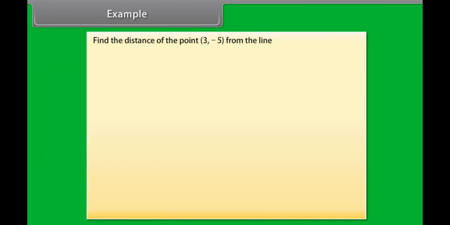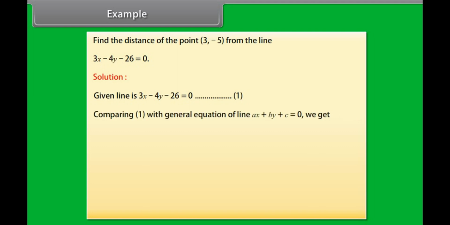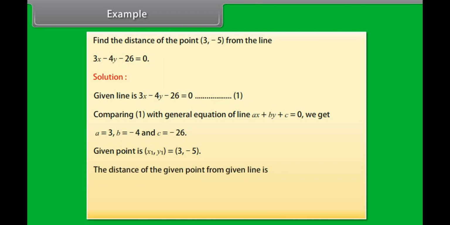Example. Find the distance of the point 3, minus 5 from the line 3x minus 4y minus 26 is equal to 0. Solution. Given line is 3x minus 4y minus 26 is equal to 0. Mark it 1. Comparing 1 with general equation of line ax plus by plus c is equal to 0, we get a is equal to 3, b is equal to minus 4 and c is equal to minus 26. Given point is x1, y1 is equal to 3, minus 5. The distance of the given point from given line is d is 3 by 5.